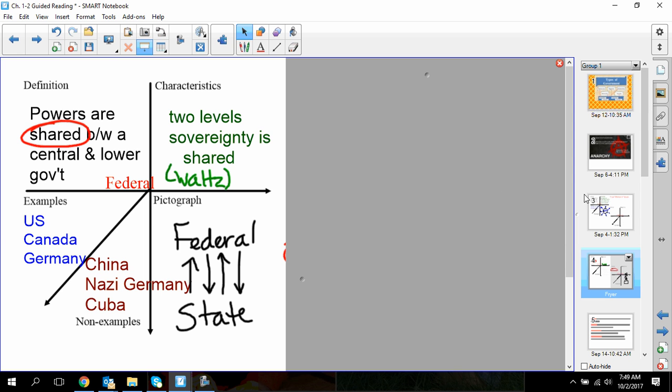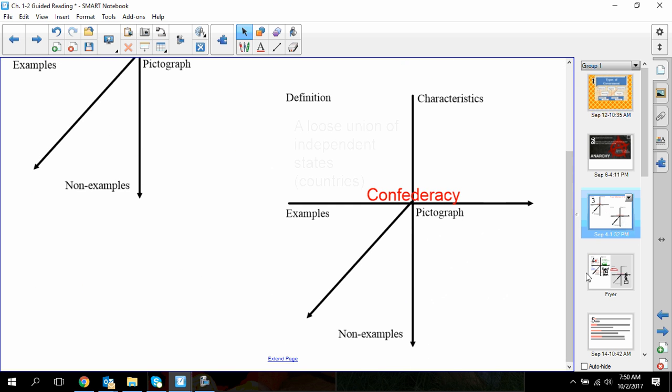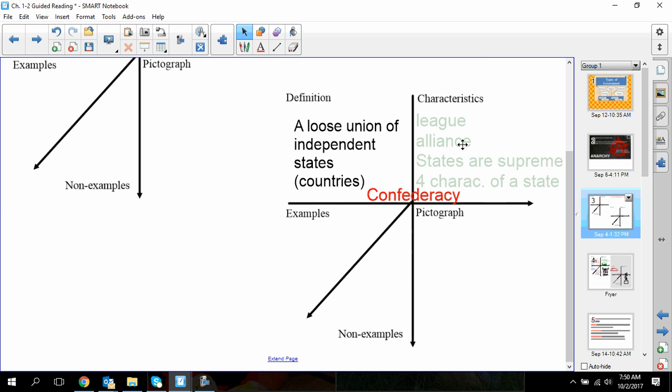Okay, seeing the word federal in it, we might think that the word confederacy has something to do with that, but a confederacy is a loose union of independent states and countries. The characteristics of a confederacy is that it's kind of like a league or an alliance. This is where the states are supreme because the four characteristics of a state are all there, but what power is given to the government is approved.